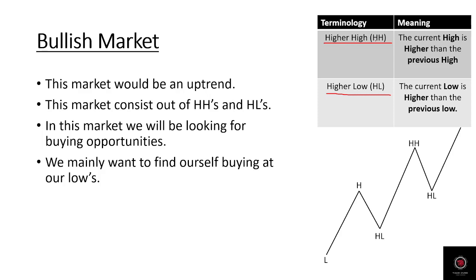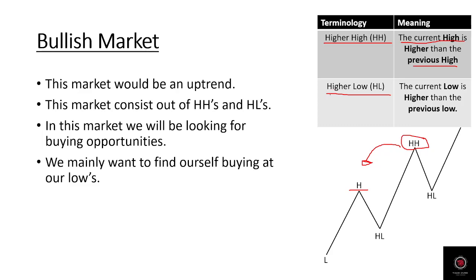Now higher high. The meaning of a higher high is basically that the current high is higher than the previous high. If we look at this drawing which we have down here, if this is the current high, can you see that this high is higher than the previous high? Making this a higher high. Can you see that?